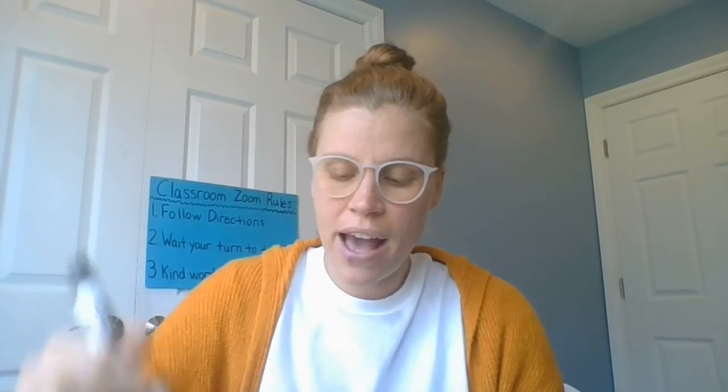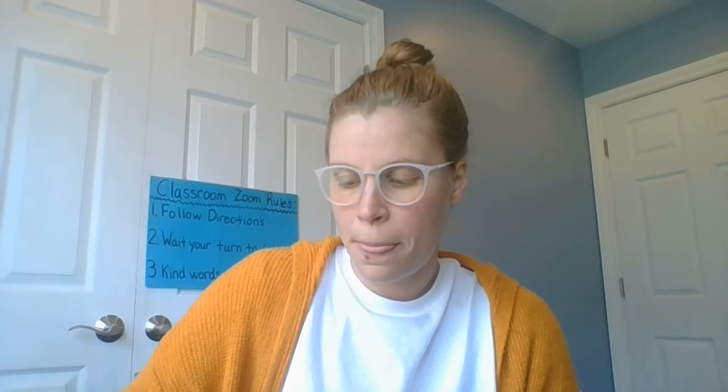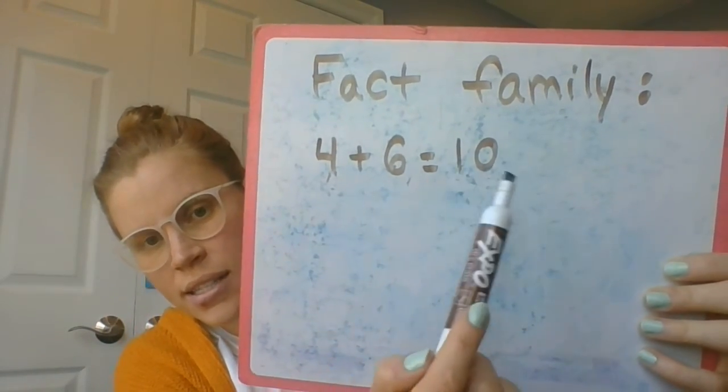You might remember when you learned about addition that a fact family consists of three numbers that, when arranged in the correct way with the correct symbols in between, will equal a certain amount. For example, let me explain. If you have 4 plus 6, we know that 4 plus 6 equals 10. So our fact family numbers are 4, 6, and 10.